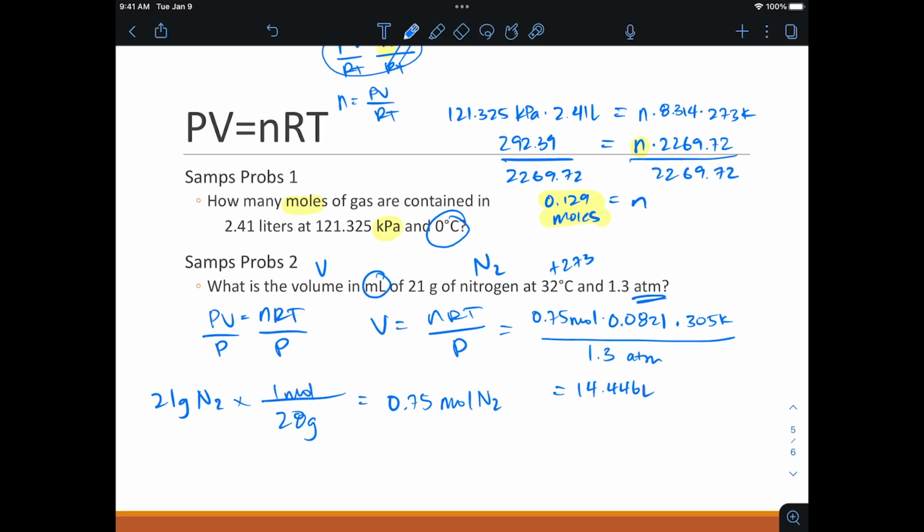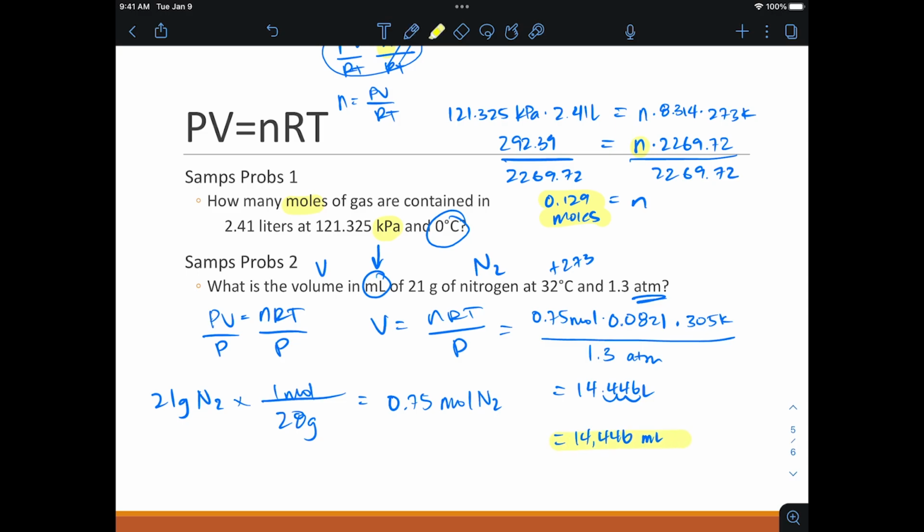Except in this problem, again, it says milliliters right there. So sometimes you got to convert your milliliters to liters to start, and then sometimes you got to convert your liters to milliliters if the problem asks for it at the end. So to do that, we're just going to multiply by 1,000 or move the decimal point 3 spots to the right. And so this answer in milliliters is 14,446 milliliters for this problem.